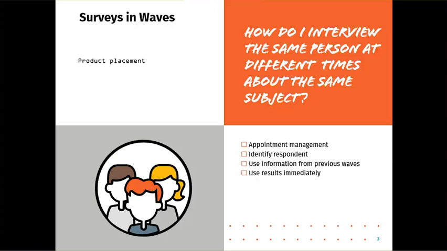What are the problems around surveys in waves? Well, you need appointment management for those surveys in waves. You need to be able to make that appointment. The interviewer needs to be aware that appointments are made. He needs to know where he is supposed to be and what survey he is supposed to do. You need to identify the respondent when returning for the second or third wave, so you know for sure that you are talking to the same person as in the previous waves.